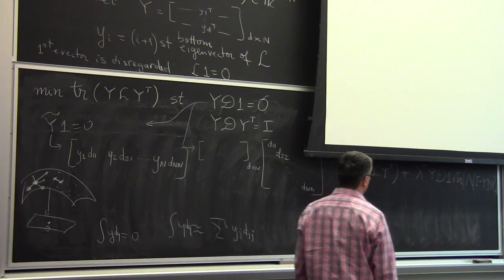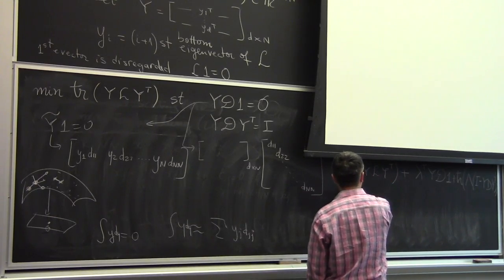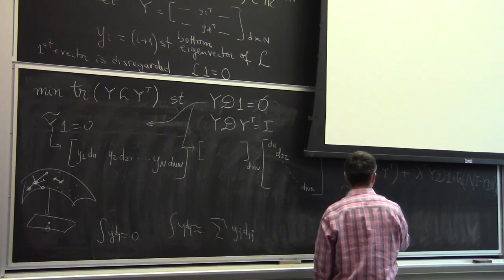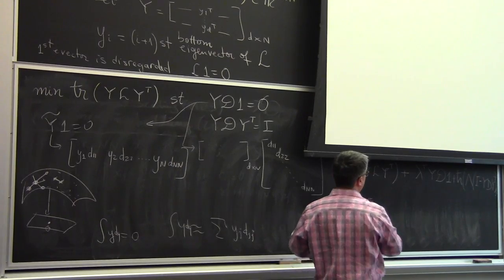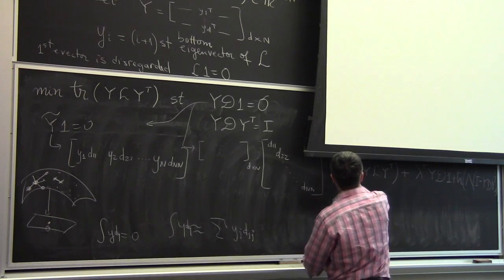So now the next step is that we compute derivatives and set them to 0. I shouldn't use the L. I've got Lagrangian and Laplacian. So let me call this F.